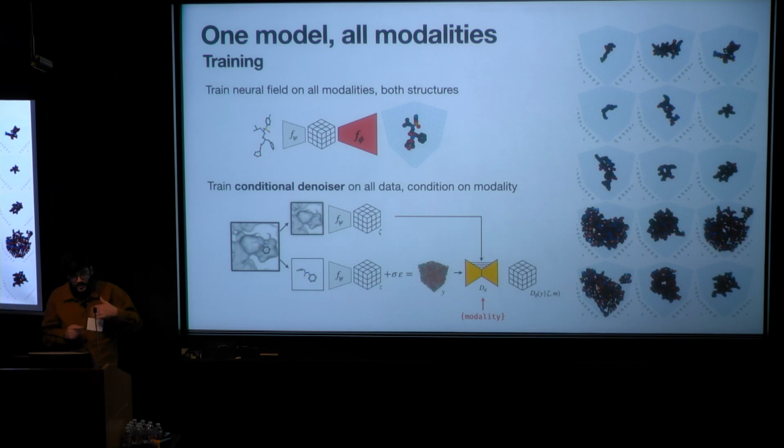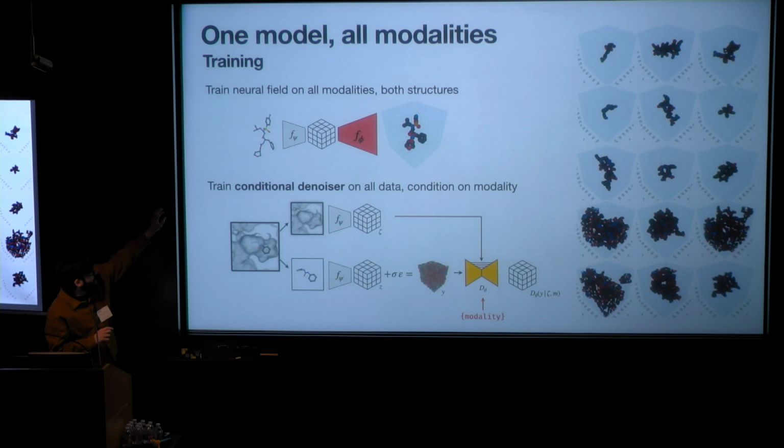And then we also train our conditional denoiser on all data. But now we have to actually condition it on the modality as well. Because in practice, given a target, we would like the model to generate just small molecules or just CDR loops or just peptides. So we add one extra conditioning signal that conditions on what modality of molecule we would like to generate.